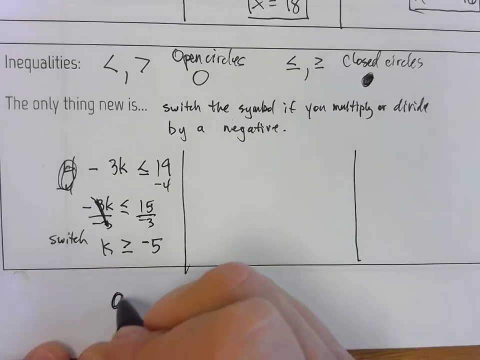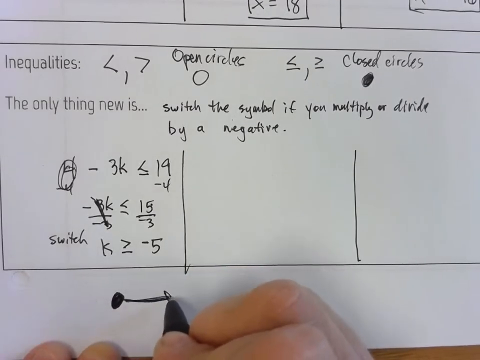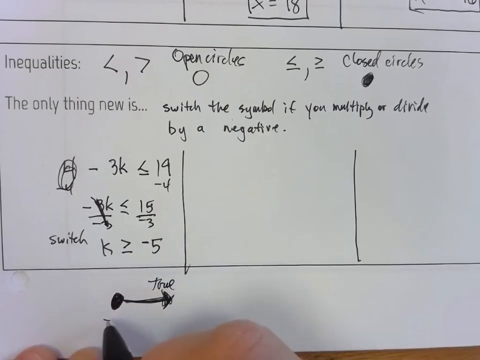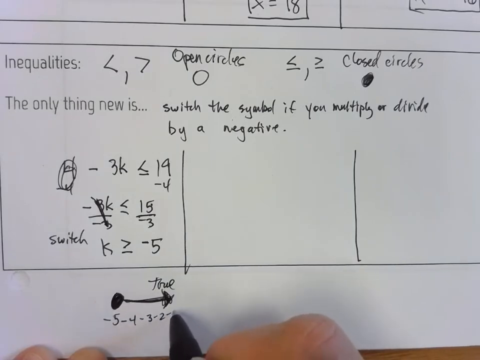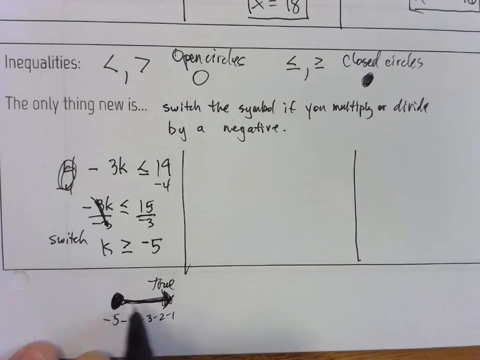So that one, of course, would be a closed-in circle because it's greater than or equal to. It would be shaded in going this way, which would be to the right, because the greater numbers would be to the right. These are the true answers. That would be negative 5, negative 4, negative 3, negative 2, negative 1, so forth and so on. All right, so that would be what the graph for that one would look like.